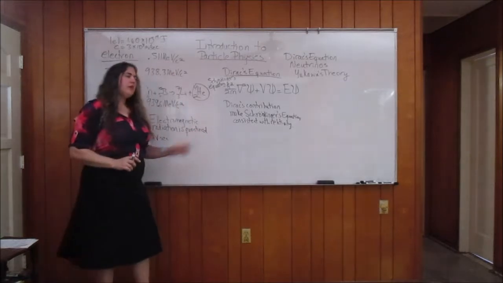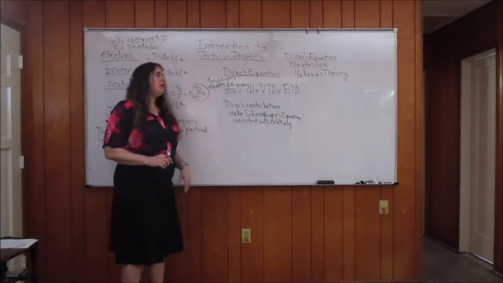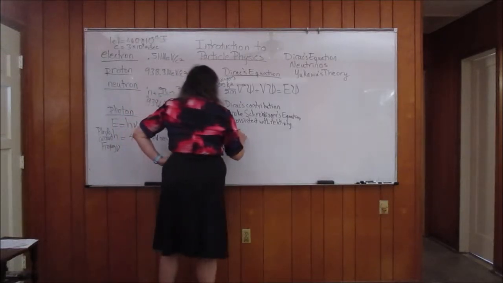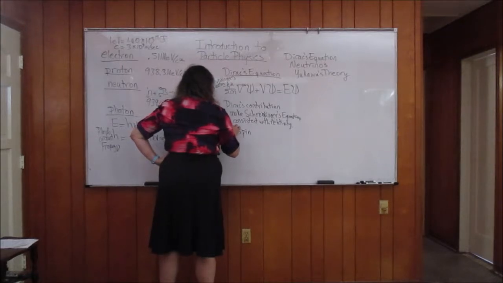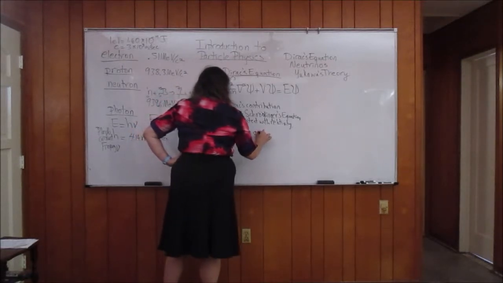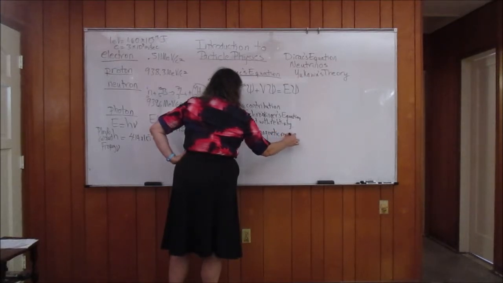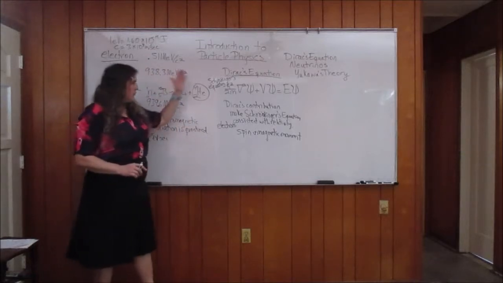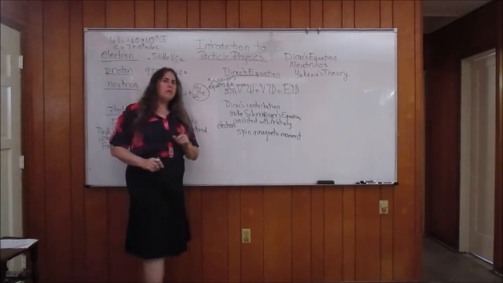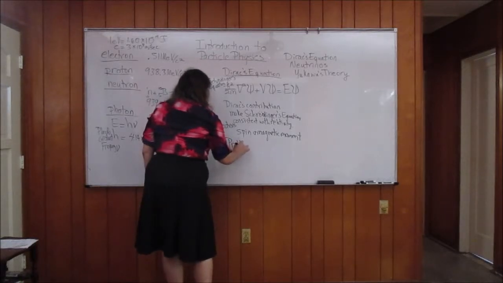In doing that, what we discovered is that electrons have spin and magnetic moment. Okay? So far so good. But there was one huge problem. Big problem.